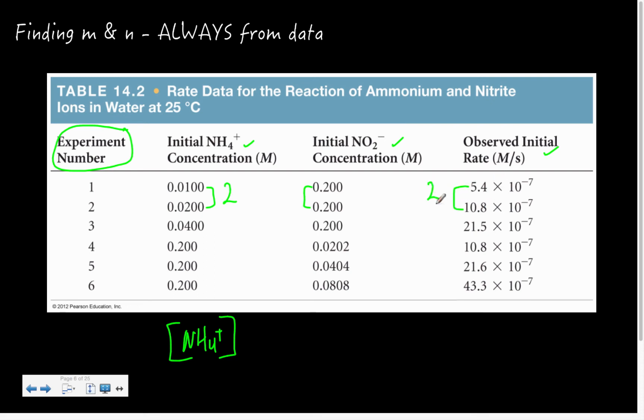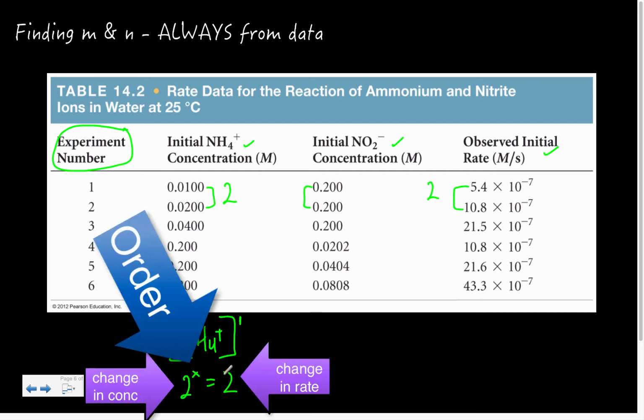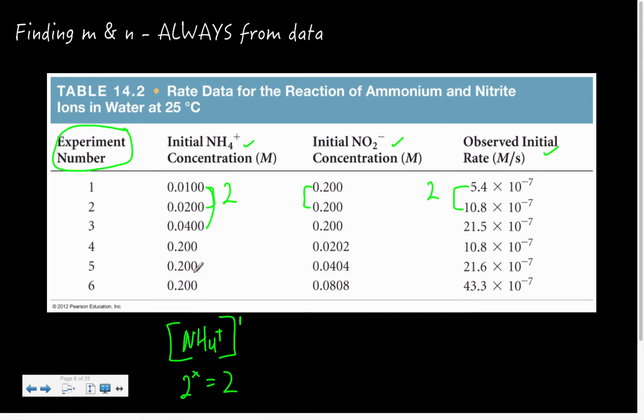It doubles. In terms of how we figure this out, it's the change in concentration raised to what power gives us the change in the rate. In this case, the x, I should have used m, is 1, which means that this reaction is first order with respect to ammonium. Meaning that whatever effect we do to the concentration has the same effect on the rate. By extension, if we quadruple the concentration, we also quadruple the rate. Do you see that?